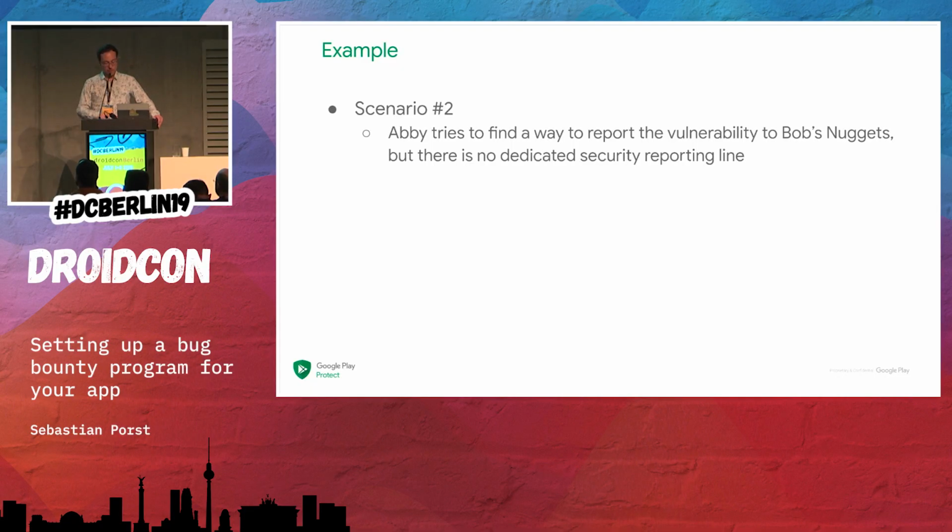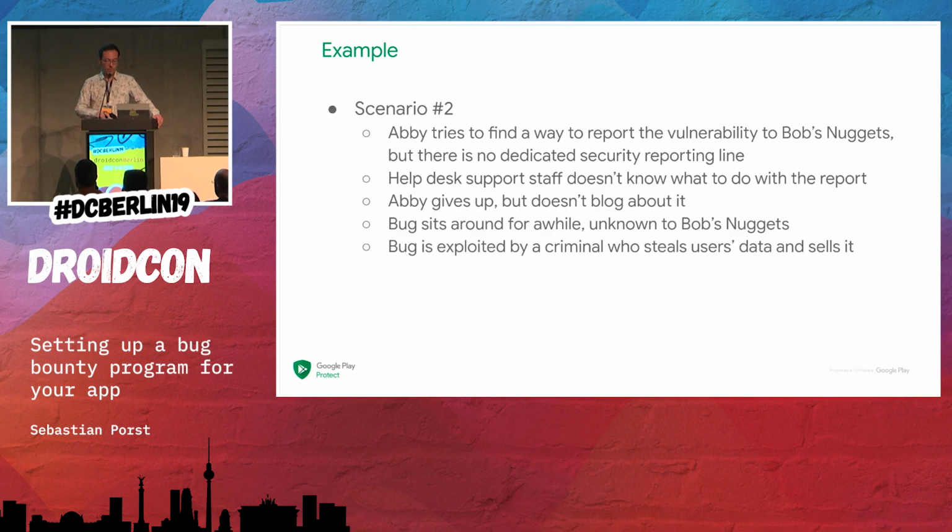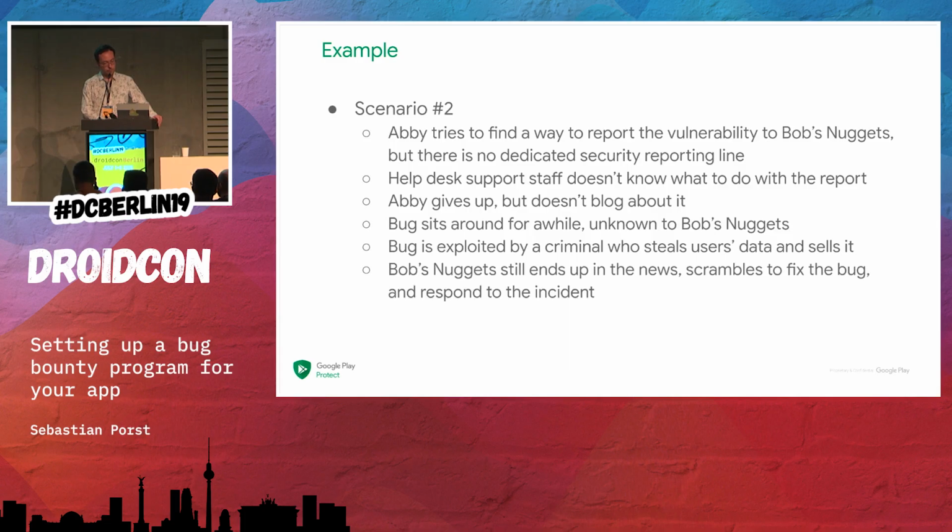All right, Abby tries again to find a way to communicate with Bob's Nuggets. Maybe Abby this time gives up but doesn't blog about it, right? But that just means that in your application, the bugs are going to sit around until a more malicious actor than Abby discovers them, right? And it's only a matter of time if you're a high value target for someone to rediscover the same bug that Abby had. And yeah, at this point, someone can steal the user data, sell it to other people who may find the idea of knowing where gold is stashed to be valuable.